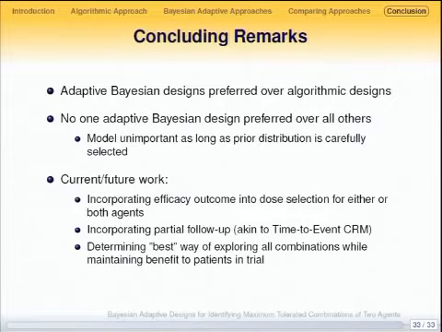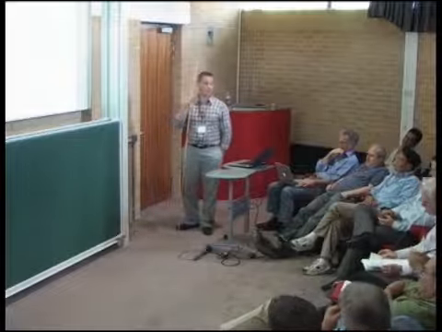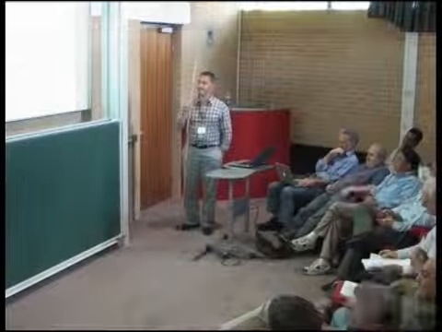And what do we do next? I know folks are doing this already. I'm not saying this is what I should be doing, but incorporating another outcome, efficacy, into this situation. Time to follow up, I think. Again, a lot of these, we assume that everybody's fully followed in the data when we make our decisions, but I think there's something we can do there. And again, determining this best way of exploring all the combinations while still making sure we're treating patients fairly.